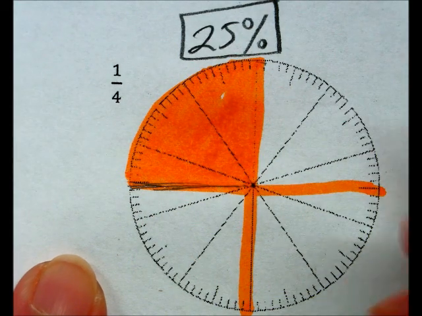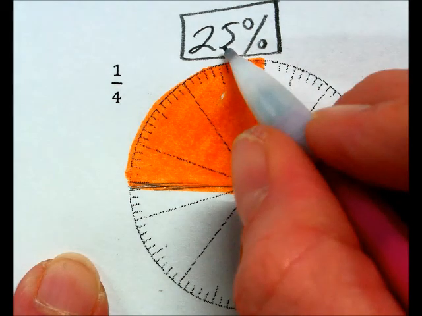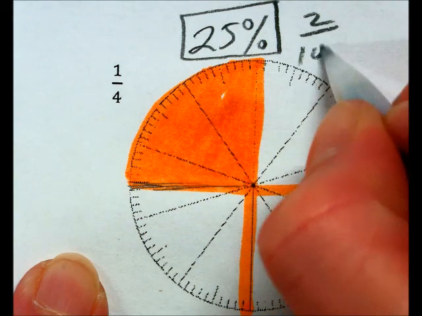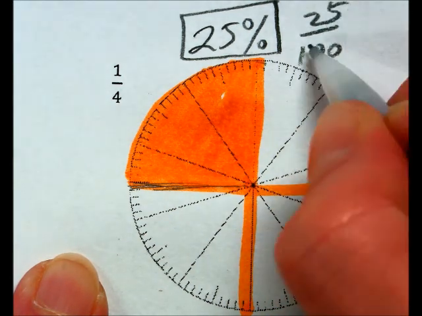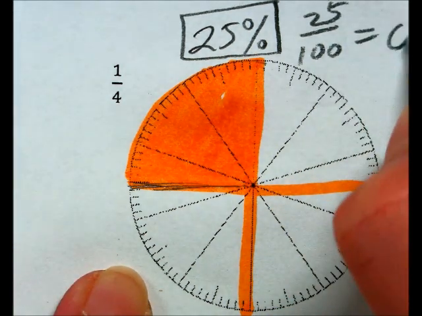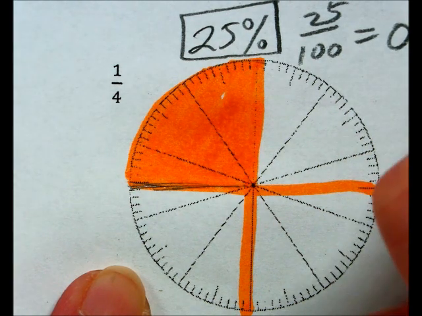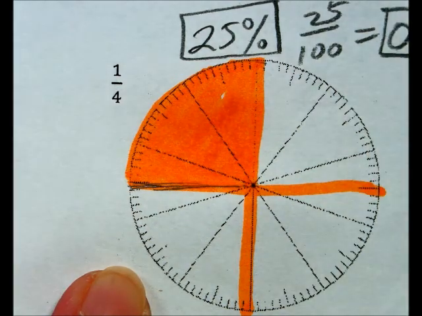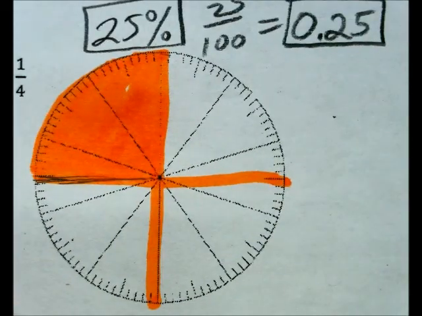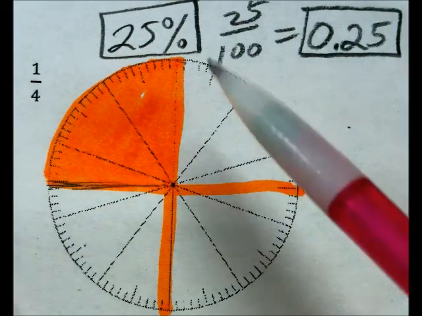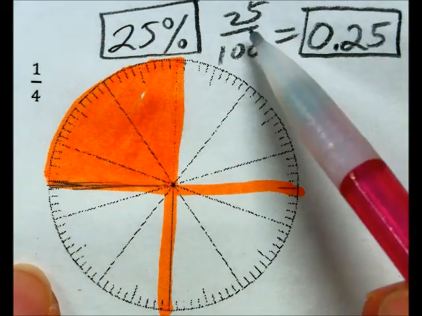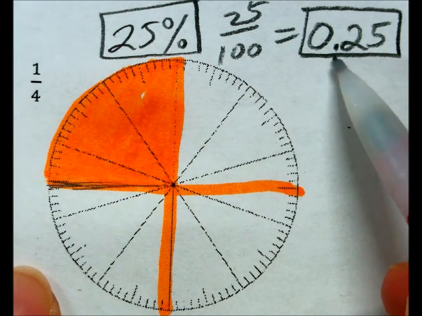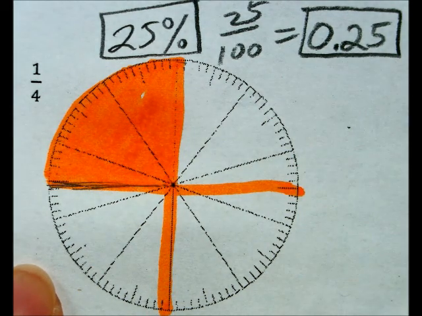Now we can also write that as a decimal. So 25% is 25 out of 100, 25 hundredths, which would be just 0.25, 25 hundredths in decimal form. Oh, I went off the screen a little bit. Here we go. So 25% means 25 out of 100, 25 hundredths, which would be 0.25.